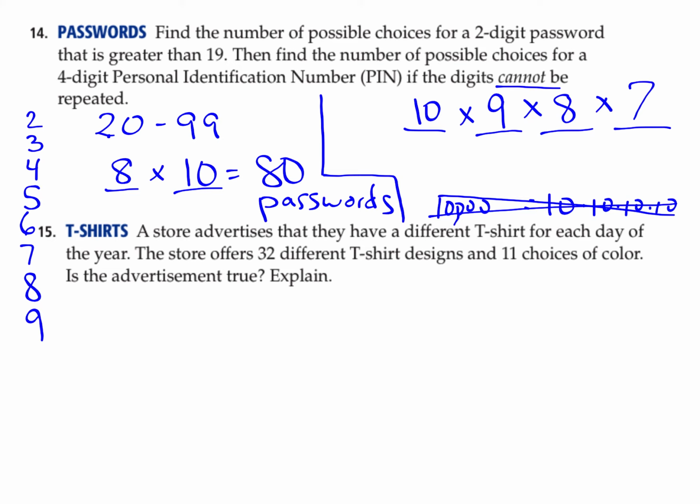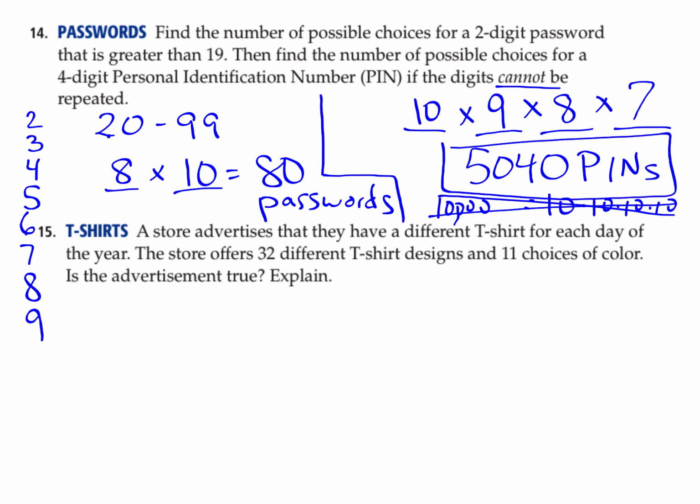So the total number of 4-digit PIN codes where the number cannot be repeated will be 10 times 9 times 8 times 7, which is 5,040 passcodes, 5,040 PIN numbers. I'm just going to call it 5,040 pins.